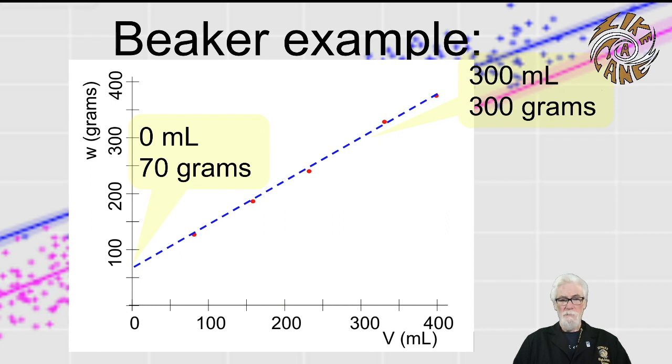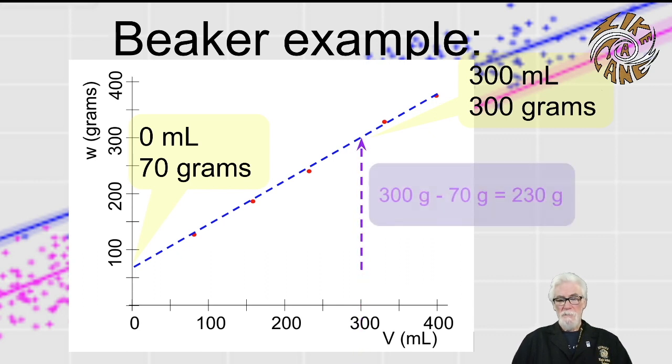So with these two pieces of information, I'm now going to look at how the changes are occurring in both the independent and the dependent variable. In the dependent variable first, I started at 70 grams, I ended at 300. That's a positive change of 230 grams. Now the horizontal, or the independent variable.